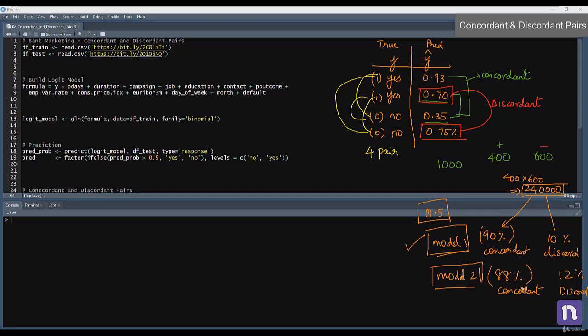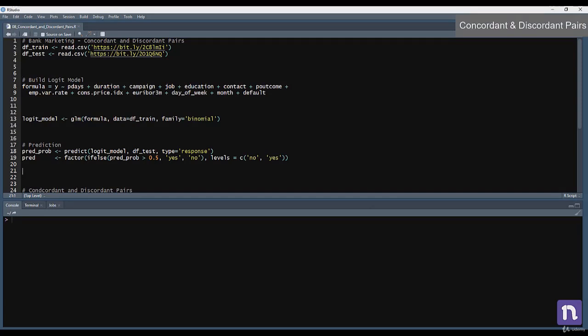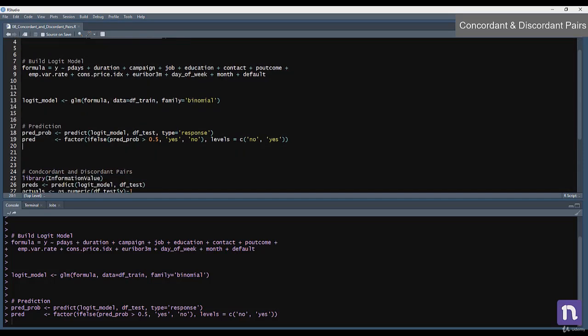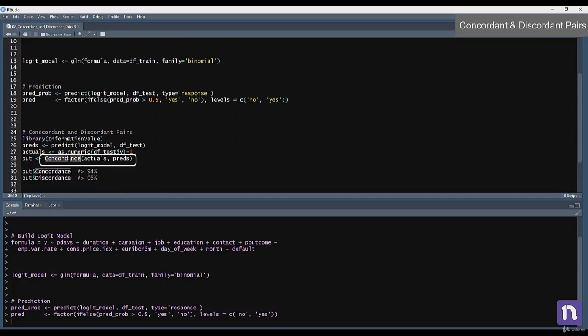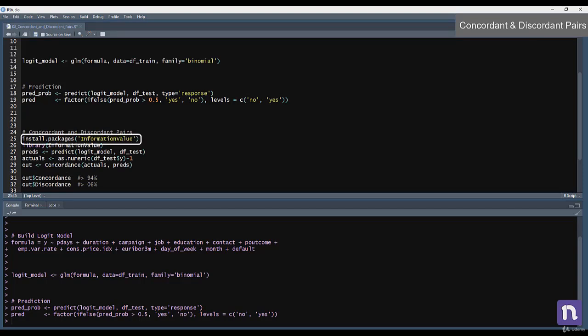Let's compute this in R for our bank marketing example. I am loading the dataset and building the logistic regression model using the GLM function and setting family as binomial like we always do. The model is now ready. You can use the concordance function present in the InformationValue package. If you have not installed it, use install.packages InformationValue, both V and I are in caps. Use this function to install the package, and load it up.